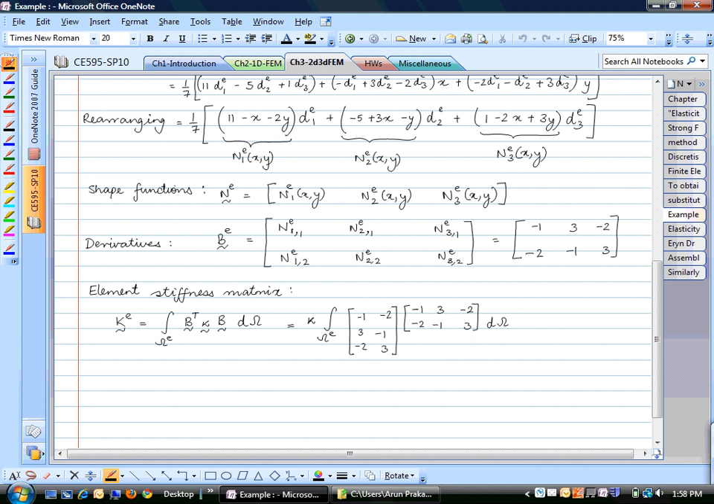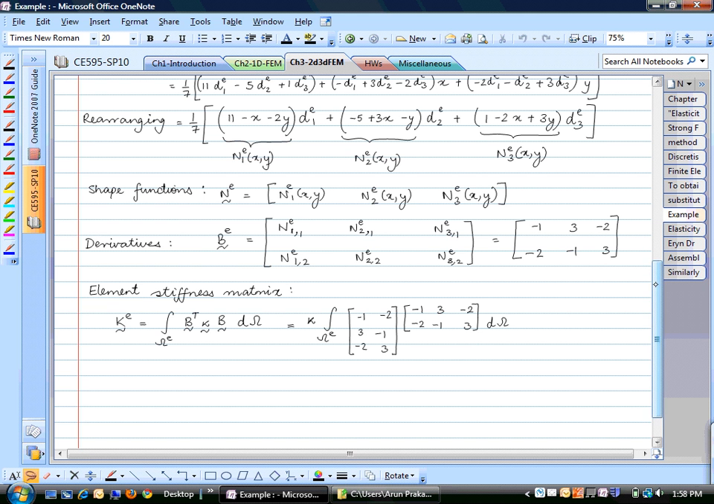And what do you think? How do I integrate this? Any ideas on how do I find the integral of this matrix? What would be the result? What would be the size of the resulting matrix? 3 cross 3. And the elements of that.